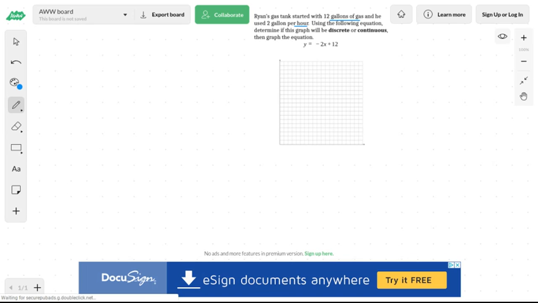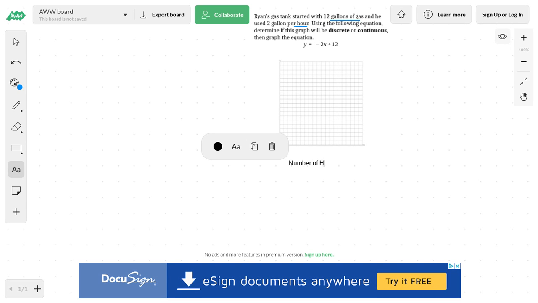Once I have my variables, I like to label my graph first so I know which one is the independent and which one is dependent. My independent variable will always go on the x-axis. So I want to ask myself, which one is causing the other to change? Well, in this story, the hours are causing the gallons to go down. So the hours are independent, meaning they should go on the x-axis. So that means on my y-axis is my gallons of gas.